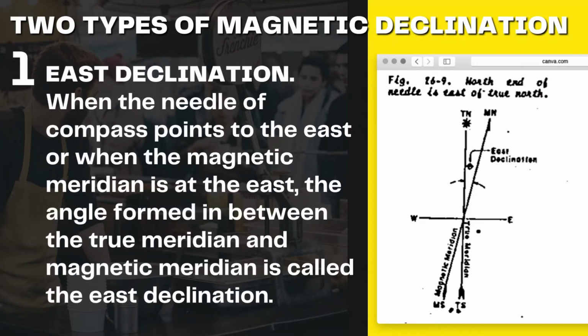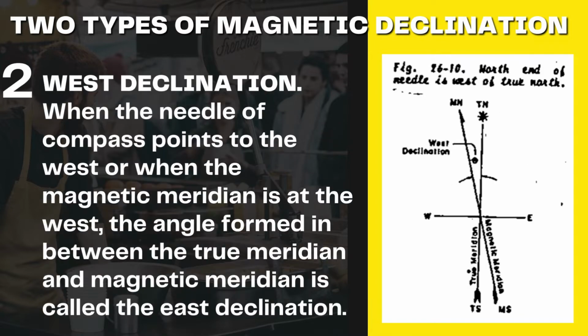When the needle of a compass points to the east, or when the magnetic meridian is at the east, the angle formed in between the true meridian and the magnetic meridian is called the east declination. While when the needle of the compass points to the west, or when the magnetic meridian is at the west, the angle formed in between the true meridian and the magnetic meridian is called the west declination.